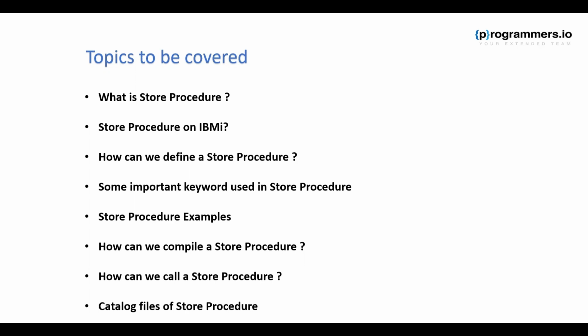Then we will see how we can compile a stored procedure on our IBM i, and after that we will see how we can call a stored procedure. Then in the last we will see catalog files that are important when you are working with a stored procedure. Okay.